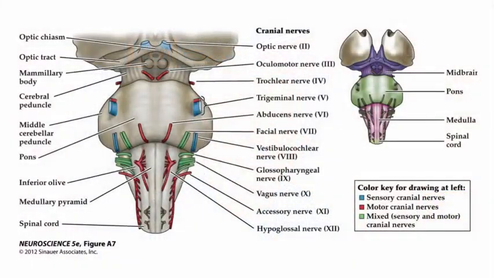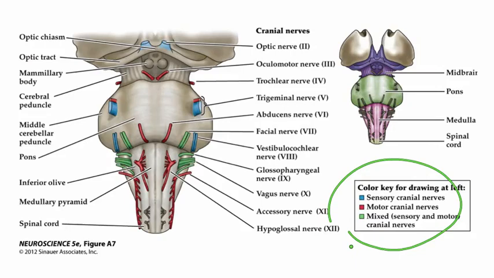Now notice that in this figure there's a color code, and the color code is meant to help you understand which nerves are purely sensory, which are purely motor, and then which nerves, like most of our spinal nerves, have a mixture of sensory and motor axons within them.